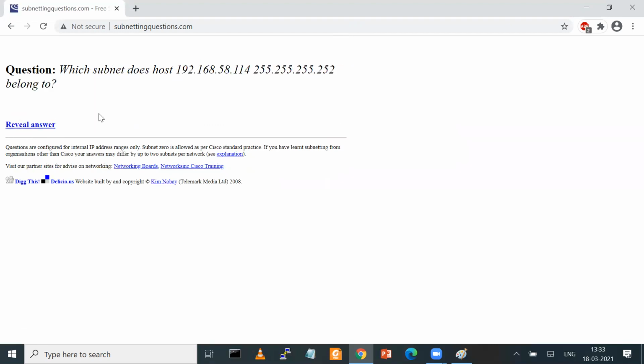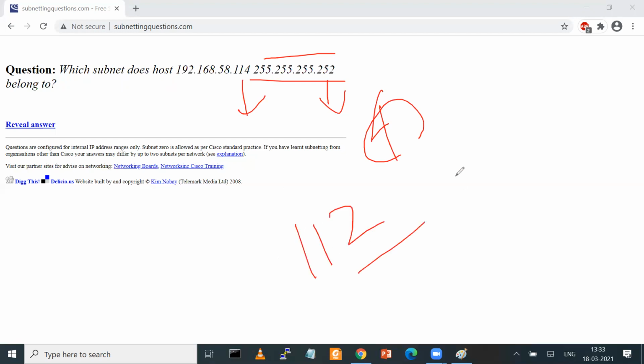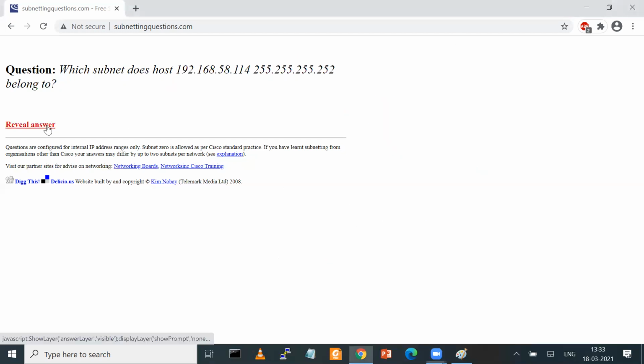See, there's another question. If you get such a question like which subnet does the host belong to, it means you just have to again calculate the network ID, but here it is a one-step solved question. You just have to calculate the block size. Block size will be 4, and you have to look up this number. So again, you just have to divide this. It looks like 112 to 116. So the network ID will be 112. See how easy.